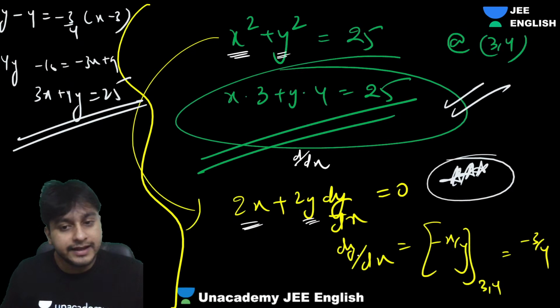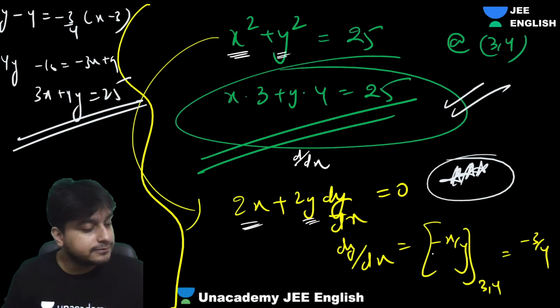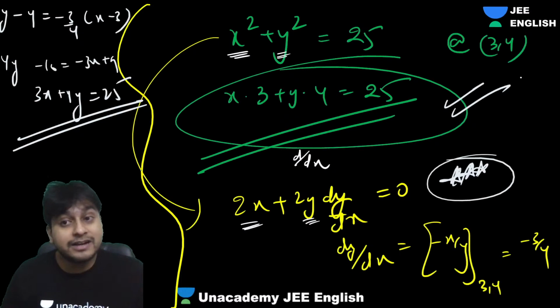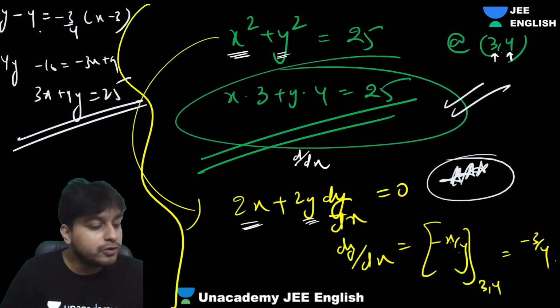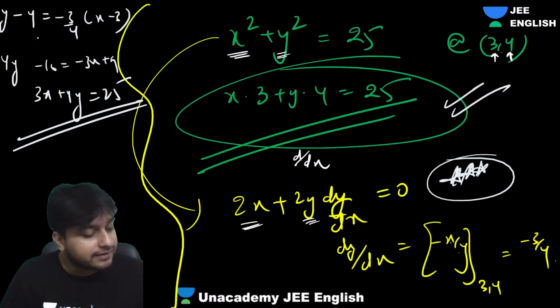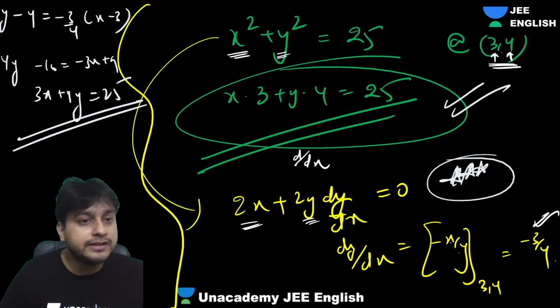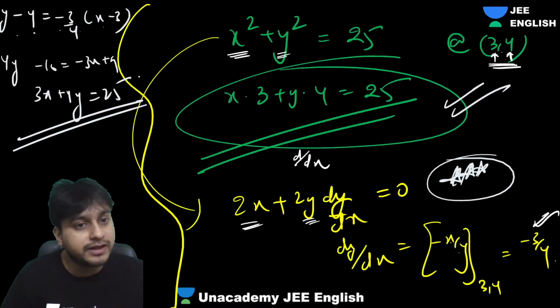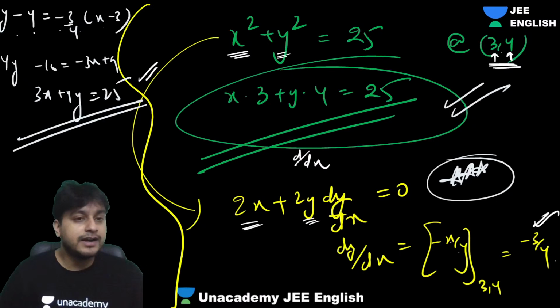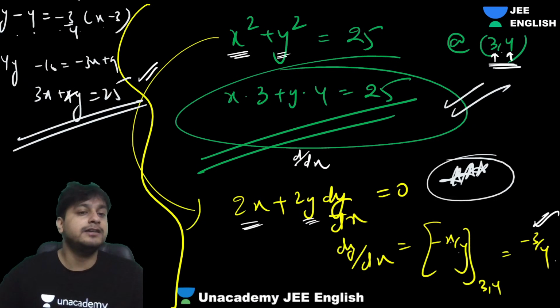2 cancels. Can I say dy by dx will be minus x by y? Right, Chandana? At which point are we trying to get the slope? 3, 4. We put x as 3 and y as 4 and got the slope. Now if you know the point and you know the slope, can't you get the equation? Y minus y1 equals slope into x minus x1. From there I got the same thing. Understood now, Chandana? Is it clear?